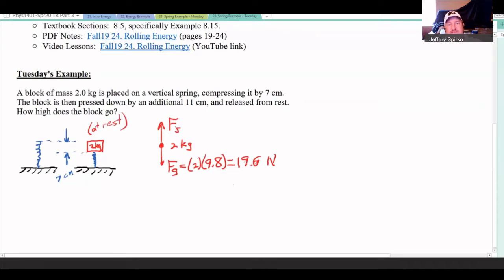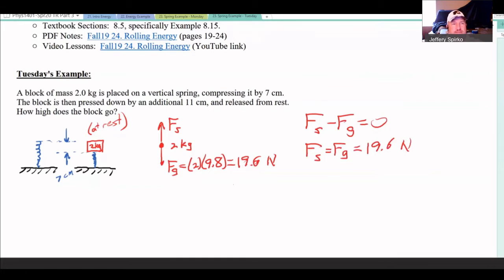So that means that this force of the spring and the force of the gravity must be equal to each other. Newton's second law would be force spring minus force gravity is equal to 0 because we're at rest, no acceleration. So we end up with force spring equals force of gravity equals 19.6 newtons. And that allows us to learn something really important about the spring.